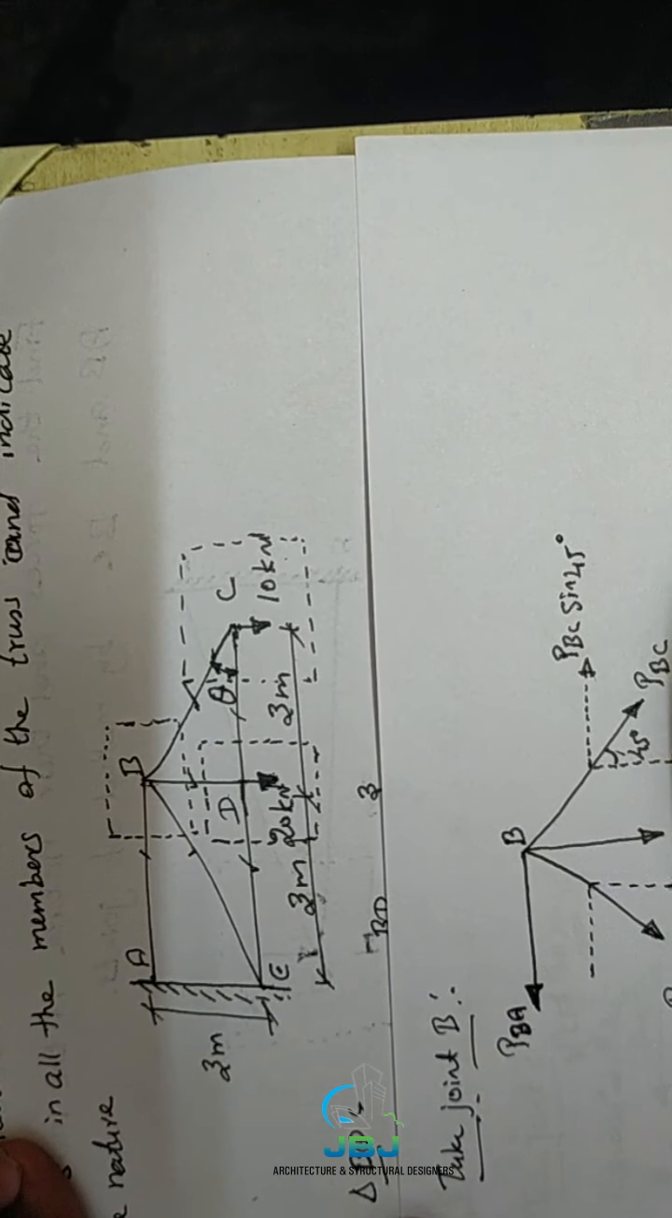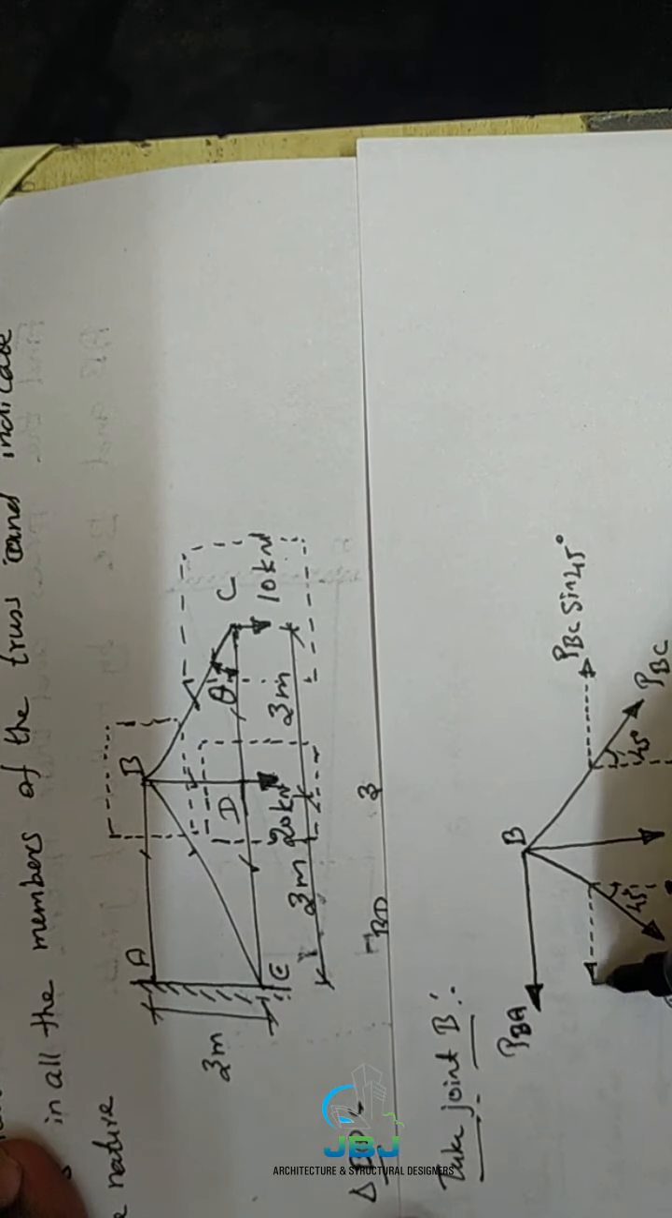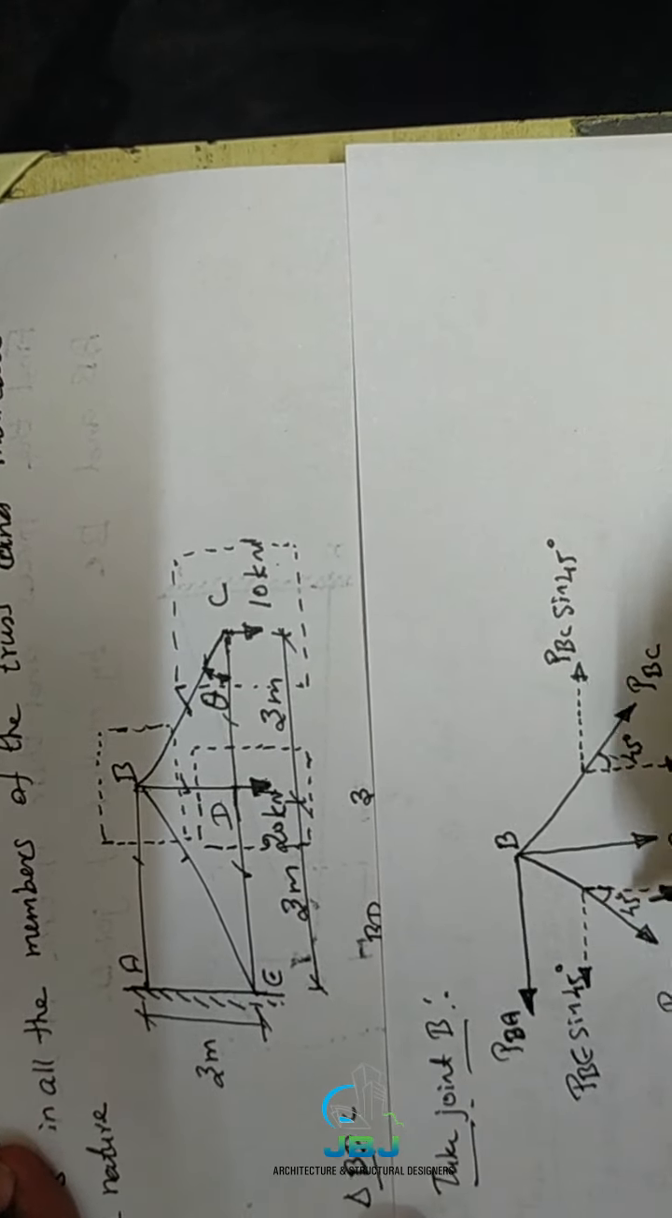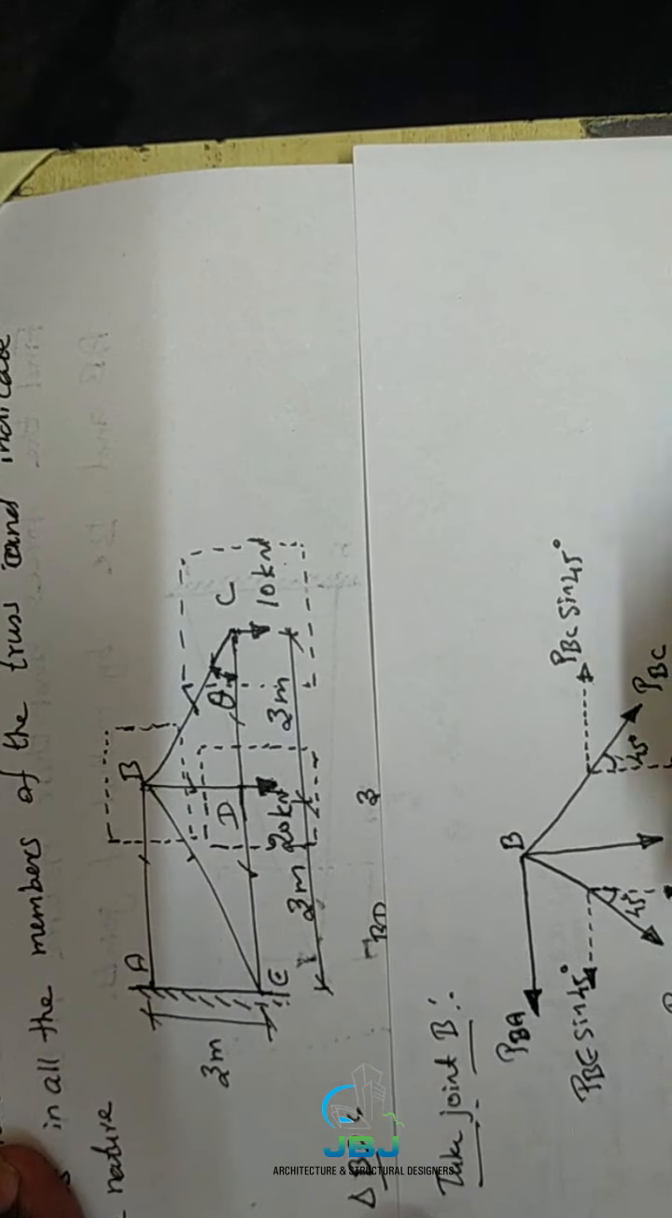And what are the horizontal and vertical components of this inclined member? This angle is 45 degrees, right? Already we know the angle of inclination, so we can also write PBE cos 45 degrees, and PBE sin 45 degrees. Okay, it is based upon where the angle is lying. That's also important. Then as usual procedure, what should we do?